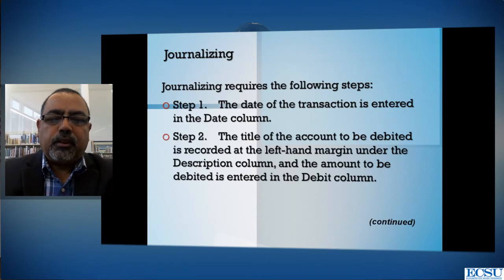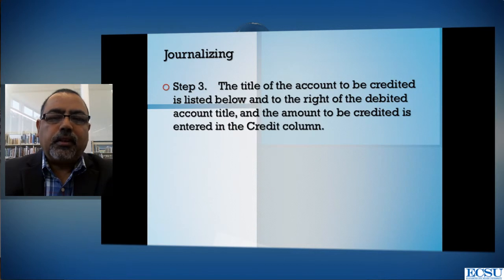Step number two: the title of the account to be debited is recorded at the left hand margin under the description column, and the amount to be debited is entered in the debit column. Step number three: the title of the account to be credited is listed below and to the right of the debited account, and the amount is entered in the credit column. But please understand, usually we will be using an indent when we write the credit account.